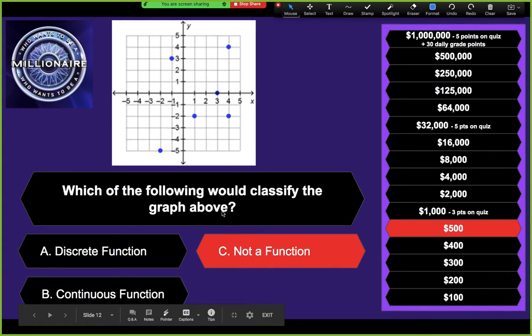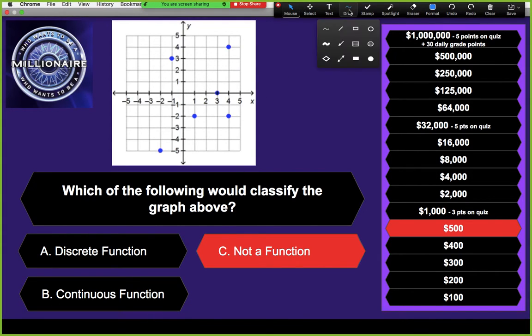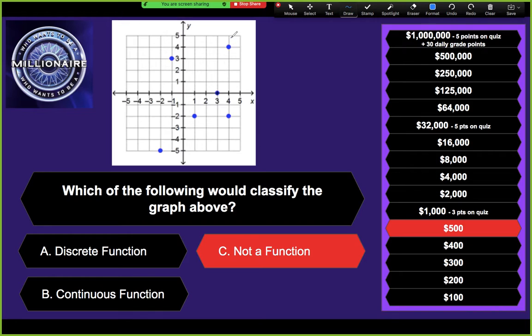So this one is not a function. The reason why is if you look at your 4, when x is equal to 4, I have 2 different y's. So this 4 repeats 2 times. So this time it is not a function.